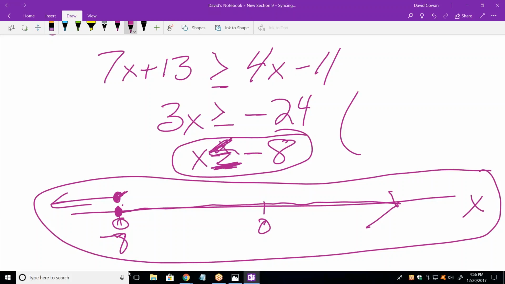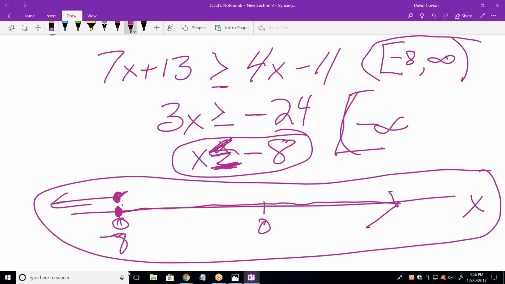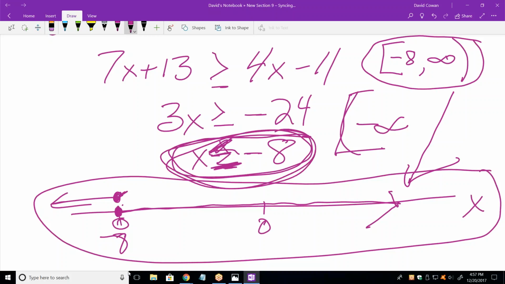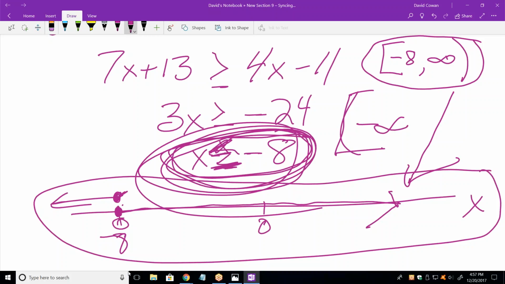So if I wanted to write that in interval notation, first of all, it'd be a bracket because it can be negative 8, and then it would go all the way to infinity. So that would be the interval notation answer. That would be the graphical answer, and that would be just the answer to the inequality. All of them are the same thing. All of them mean the same thing.